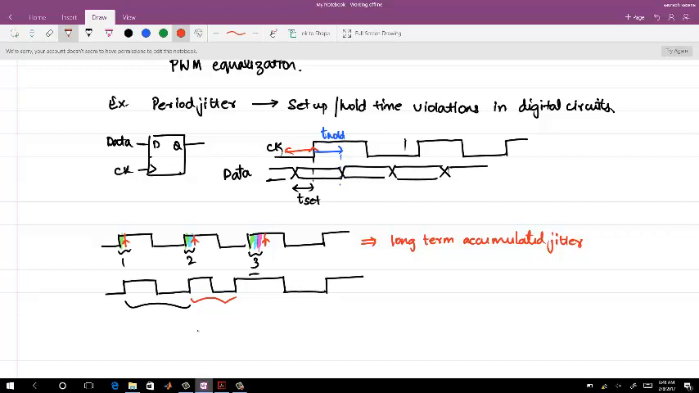Period jitter will be much higher. I have shown you this in a very deterministic sense, but if you are talking of some clock circuit which is not in any feedback loop, then the long-term jitter is going to be crazy.